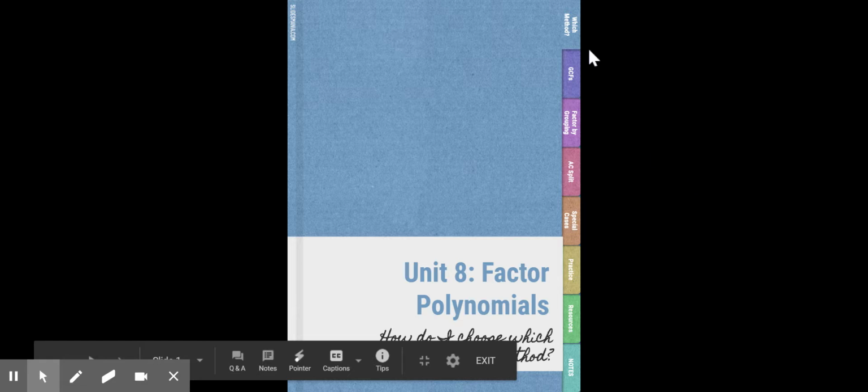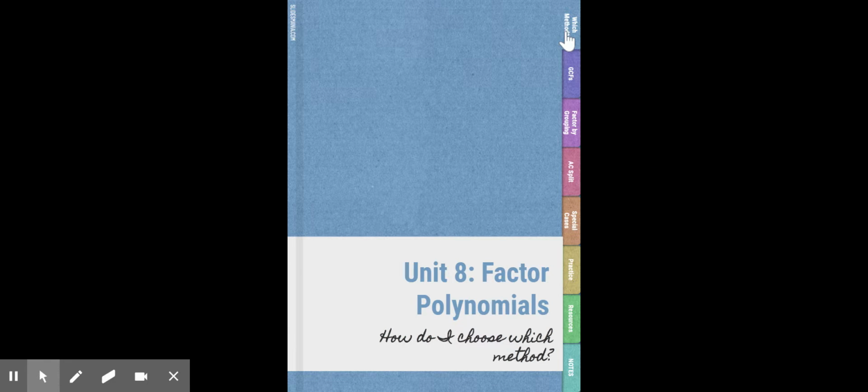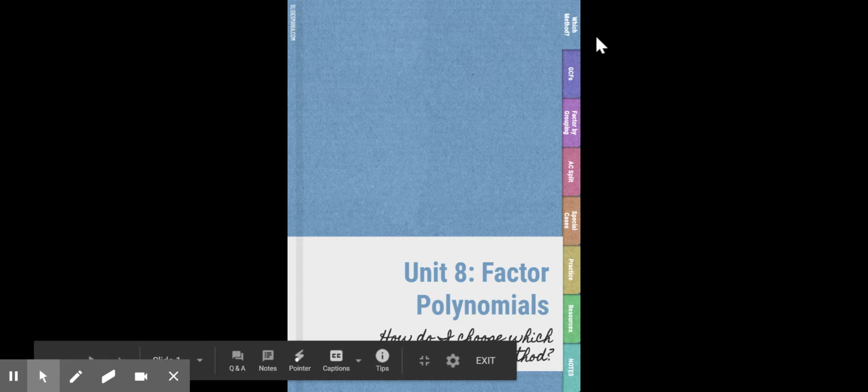This is also going to be in Empower. So when you open it up, it'll make a copy and put it into your drive so that you have access to this as well.